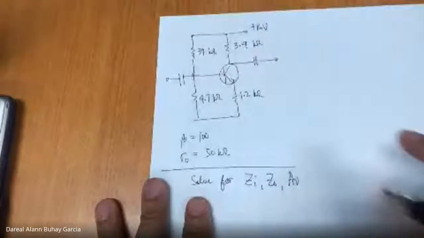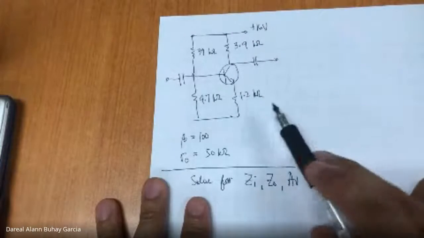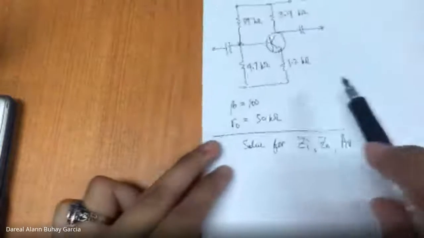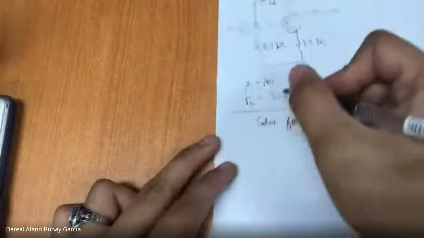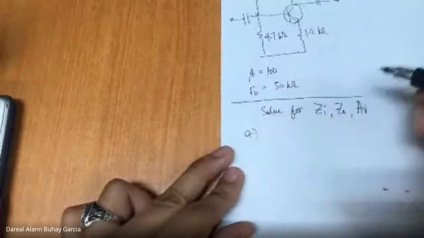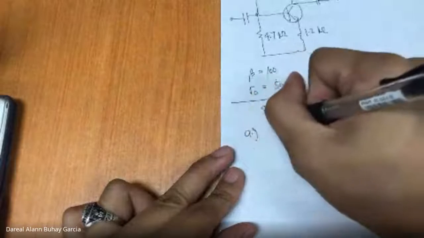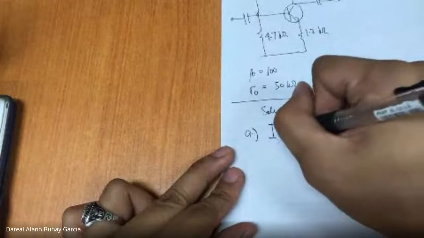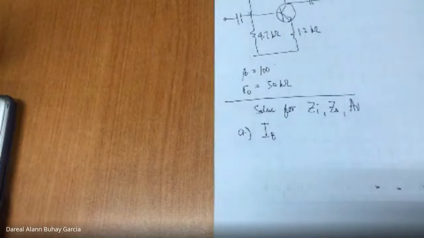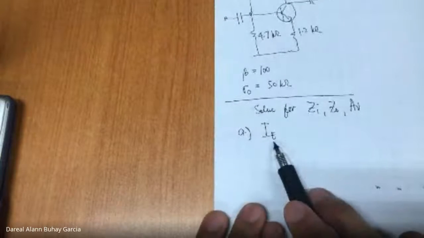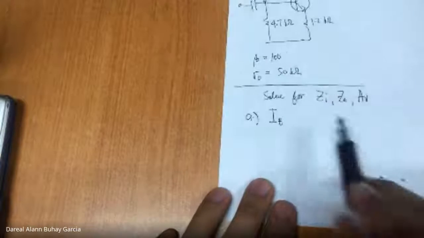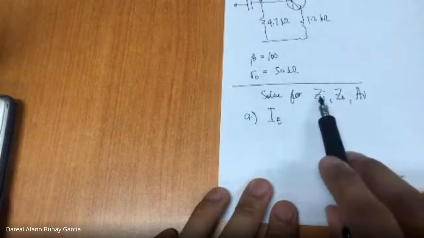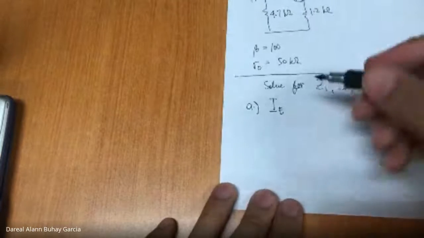First is DC analysis. For simplicity, we only need to get IE so that we can proceed to AC analysis. If you are able to obtain IE, it is enough to solve for the main parameters that we want to find. So, IE.